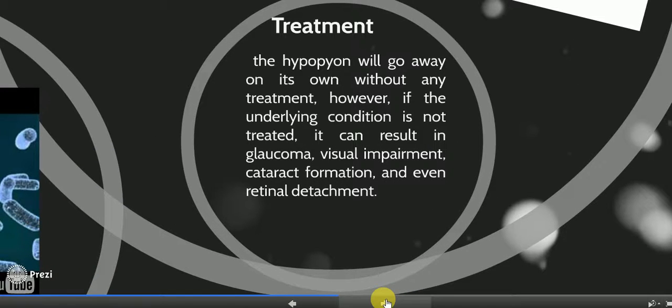The treatment. The treatment of hypopyon is dependent on its cause. If it is caused by tuberculosis, treating the pathogen responsible for the tuberculosis would be the ideal option. On the other hand, the hypopyon may go away on its own without any treatment. However, if the underlying condition is not treated, it can result in glaucoma, visual impairment, cataract formation, and even retinal detachment.